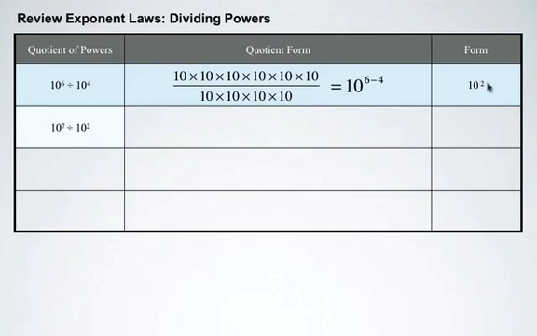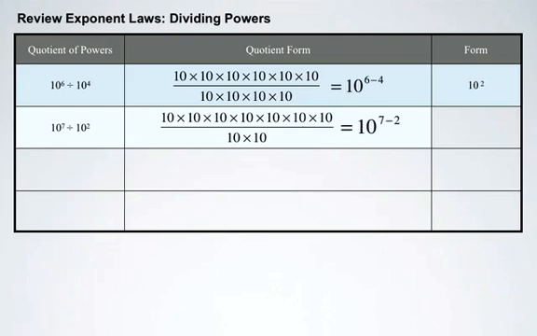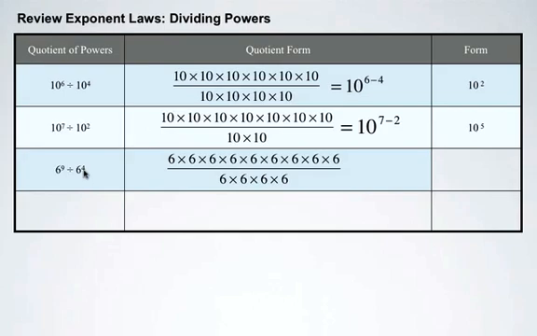How about 10 to the 7 divided by 10 squared? Here's what it would look like if we were to expand it. Simplifying it would be 10 to the 7 minus 2, which is 10 to the 5. 6 to the exponent 9 divided by 6 to the exponent 4 looks like this when it's expanded. Simplified, 6 to the exponent 9 minus 4, or 6 to the 5.